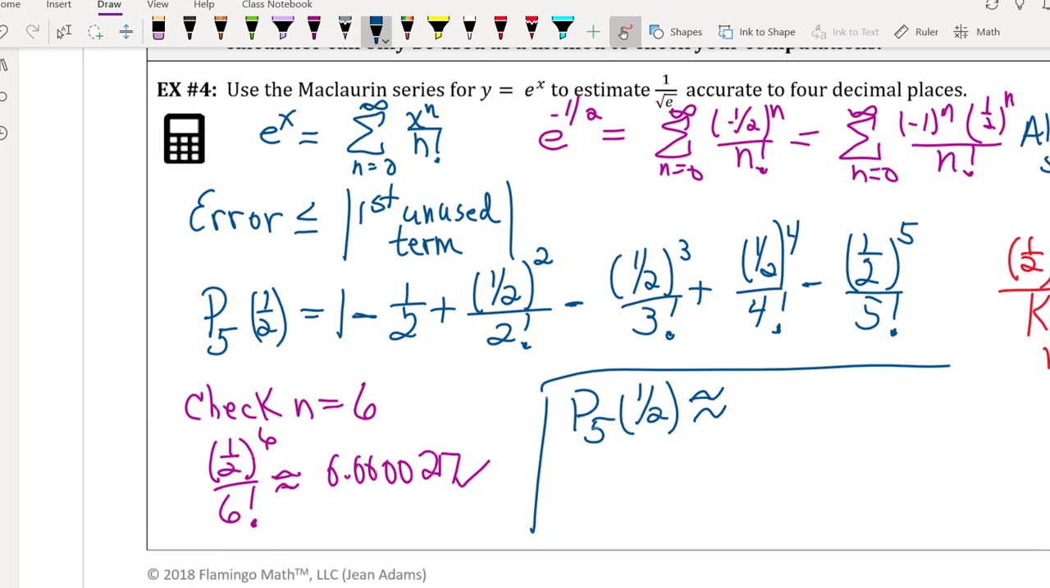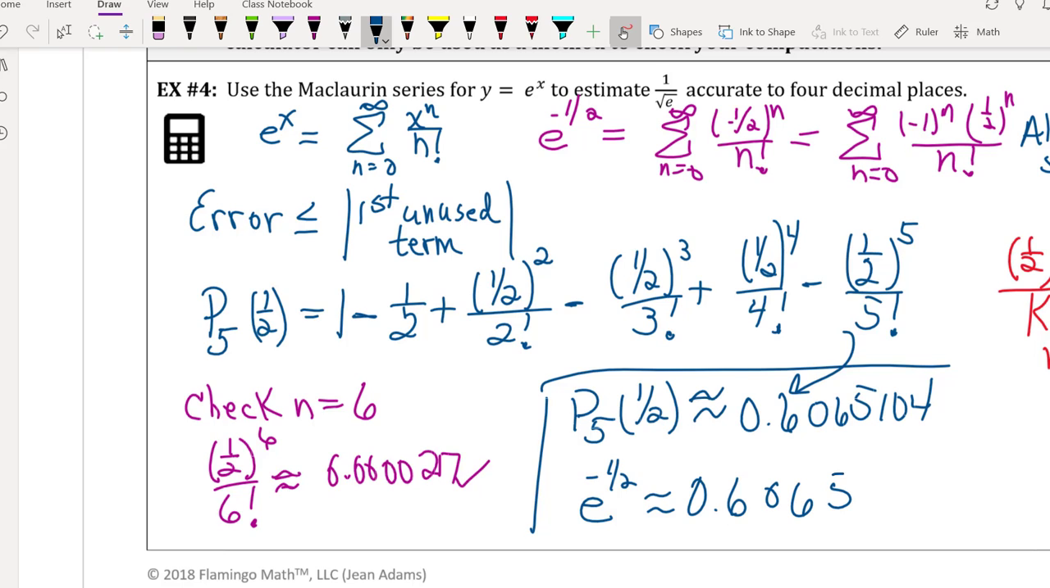So we are going to use the idea that p sub 5 of 1/2 is approximately equal to, and that's going to come from this polynomial, 0.6065104, and the actual value of e to the negative 1/2, I checked this in my calculator, is 0.6065306, which is pretty close.